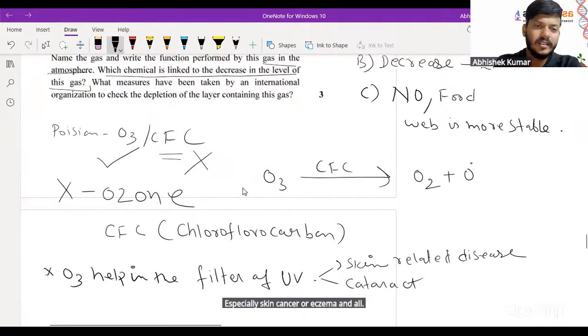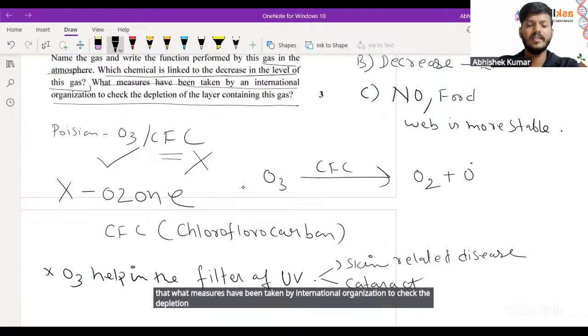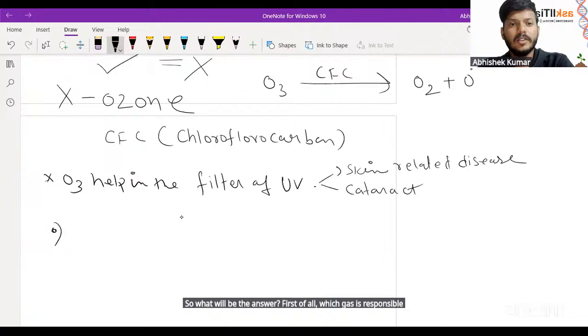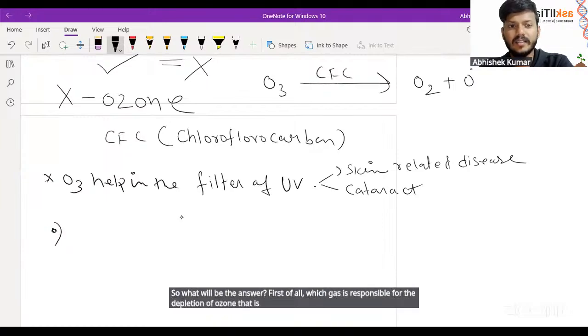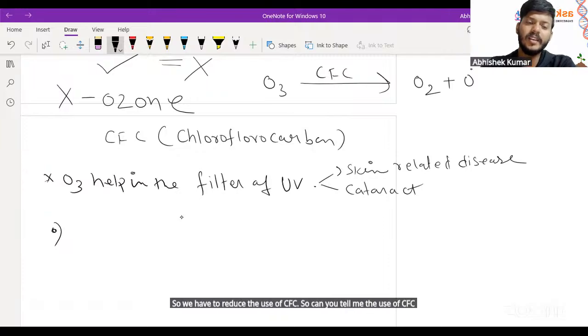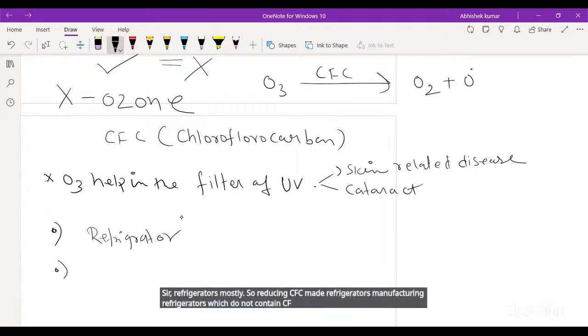And the third question written here is, what measures have been taken by international organizations to check the depletion of the layer containing this gas? So what will be the answer? First of all, which gas is responsible for the depletion of ozone? That is CFC, right? So we have to reduce the use of CFC. Can you tell me the use of CFC in our day-to-day life? Refrigerators mostly. Yes, so we should manufacture refrigerators which do not contain CFC, CFC-free refrigerators.